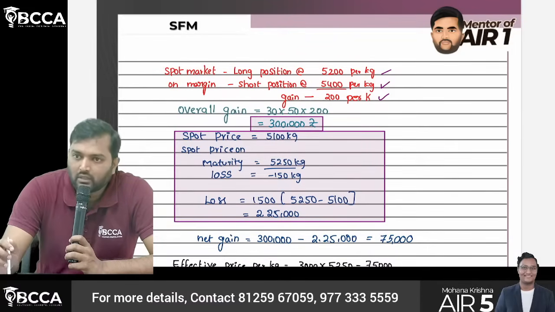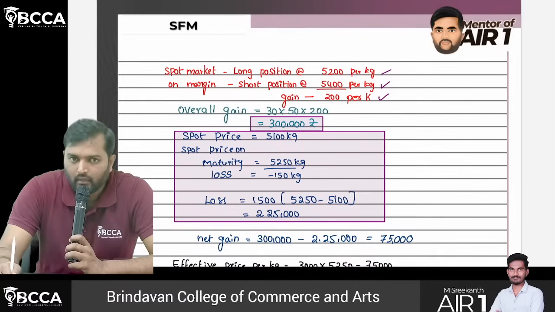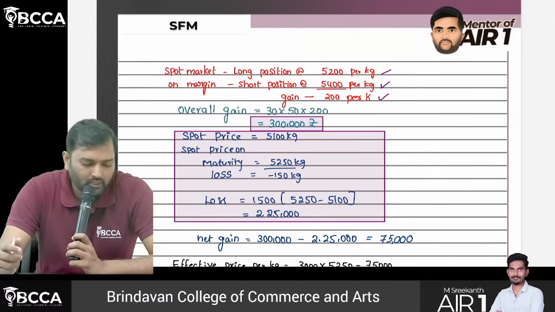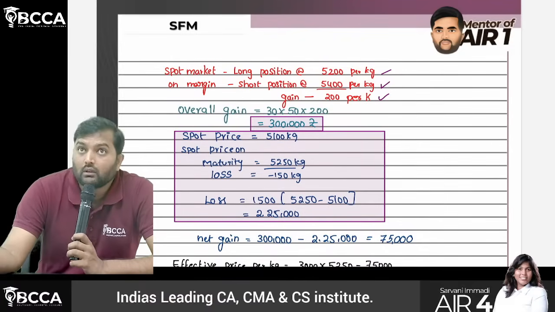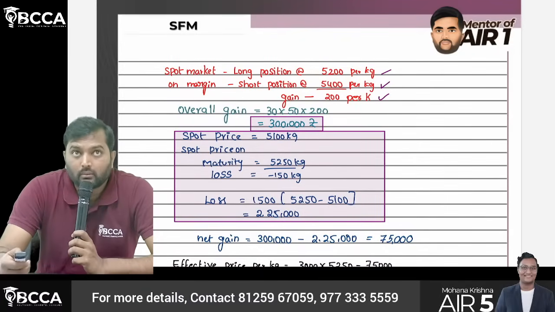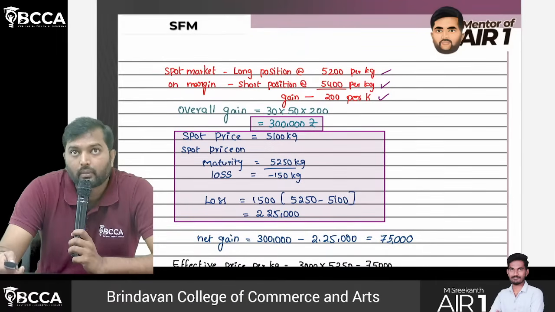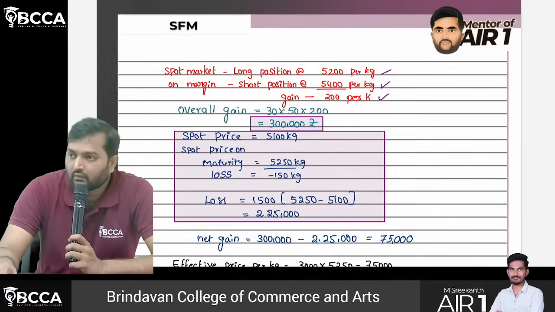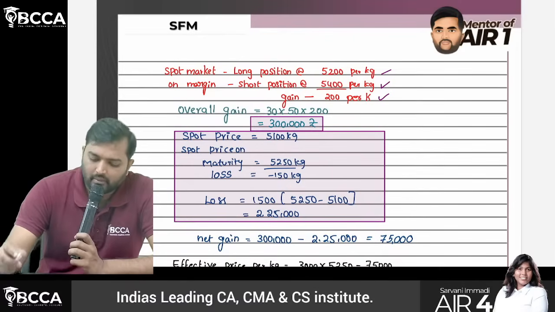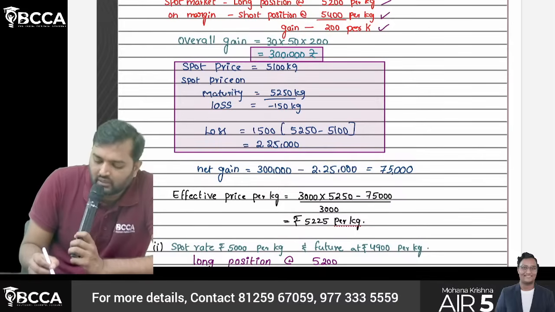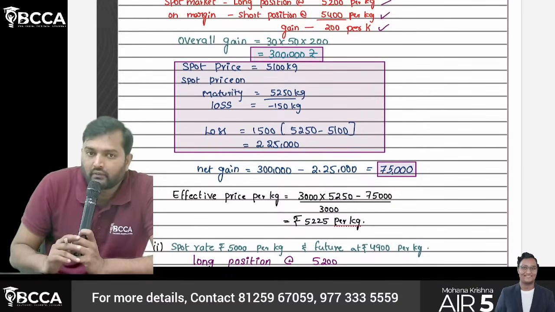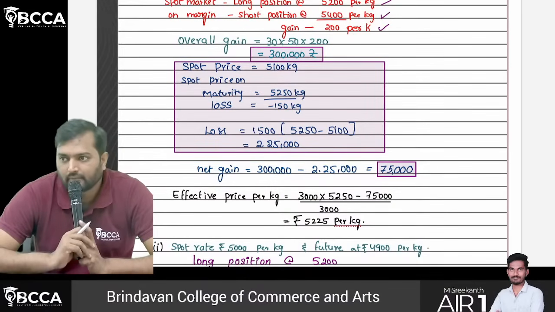Spot price is 5100 as of today. What is the spot price on maturity? 5250. So instead of buying in the spot market, he is buying after 3 months. How much is he going to lose? He is going to spend an extra 150 per kg for 1500 kg. That means the loss is 2,25,000. So what is the net gain? 75,000 is the net gain.